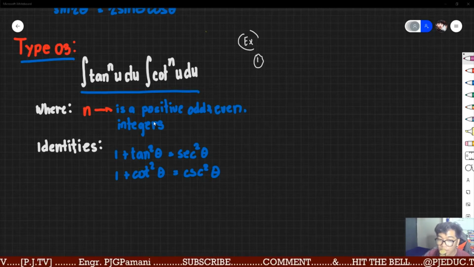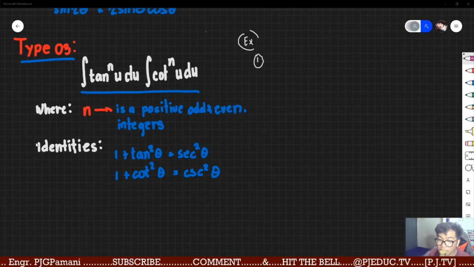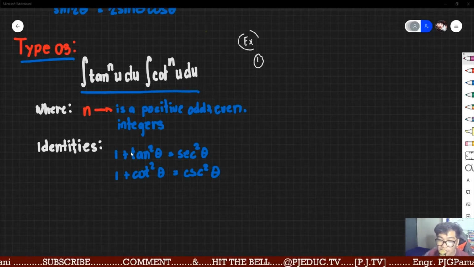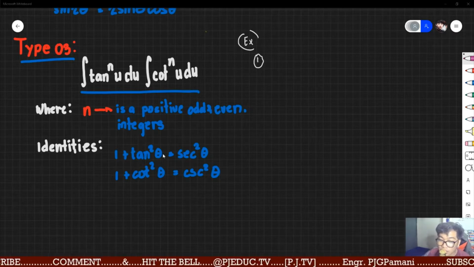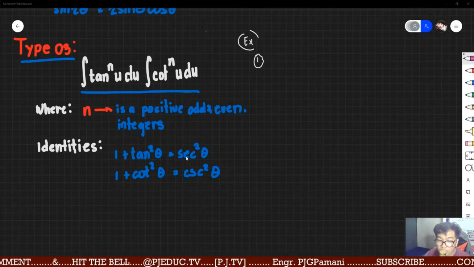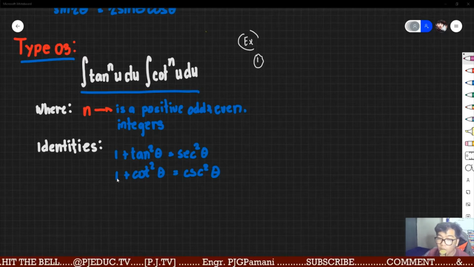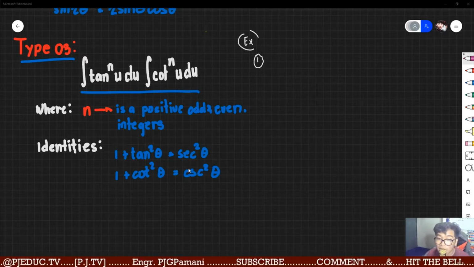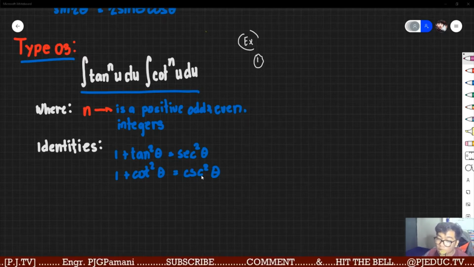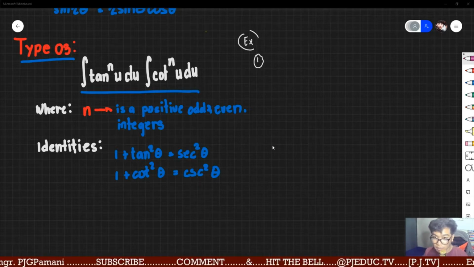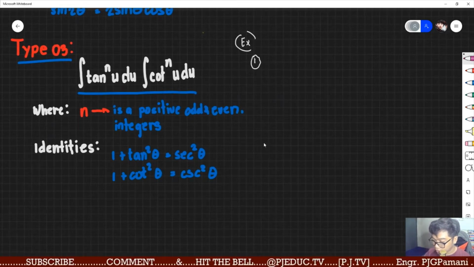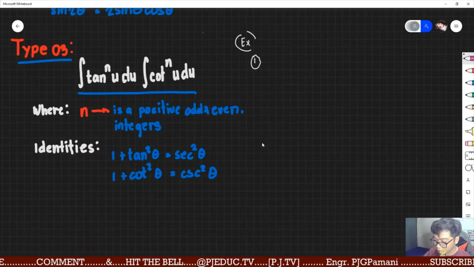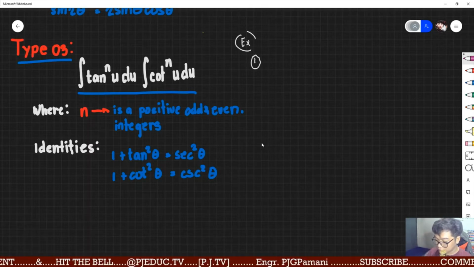When it is a positive odd or even integer, you will then apply identities such as 1 plus tangent squared theta equal to secant squared theta, and 1 plus cotangent squared theta, which is also equal to cosecant squared theta. Knowing that, let us try to solve an example problem involving this type of transformation.